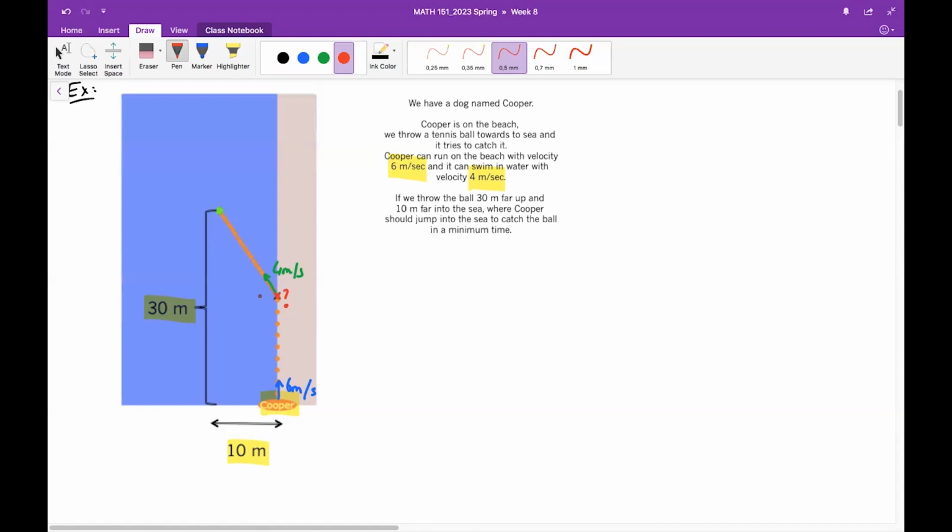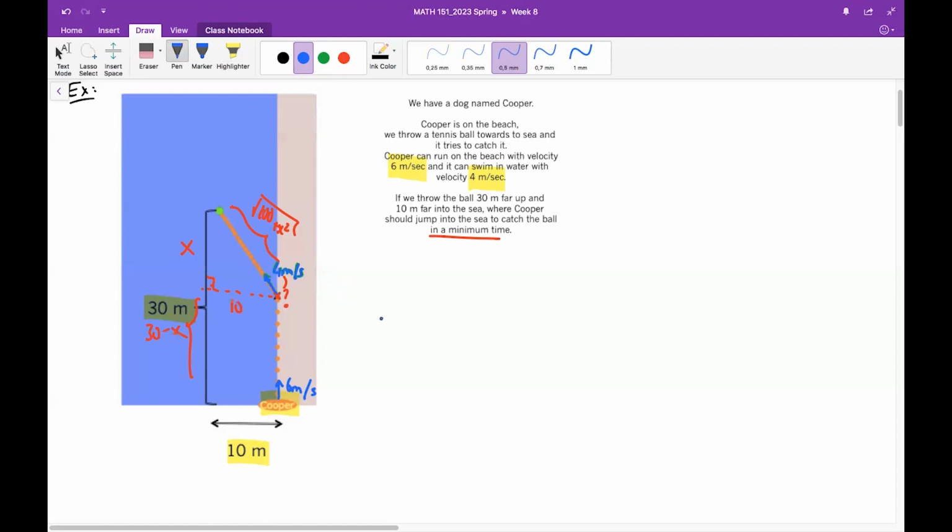Okay, so let's start decorating the picture. Let's say this distance is x, and then of course this part should be 30 minus x. Here this is given as 10, and then from here to here, this distance, which is the hypotenuse of this right triangle, is given by the Pythagorean identity. We have this velocity 4 meters per second in the sea, and this velocity 6 meters per second on the beach. Let's use blue color for the velocities.